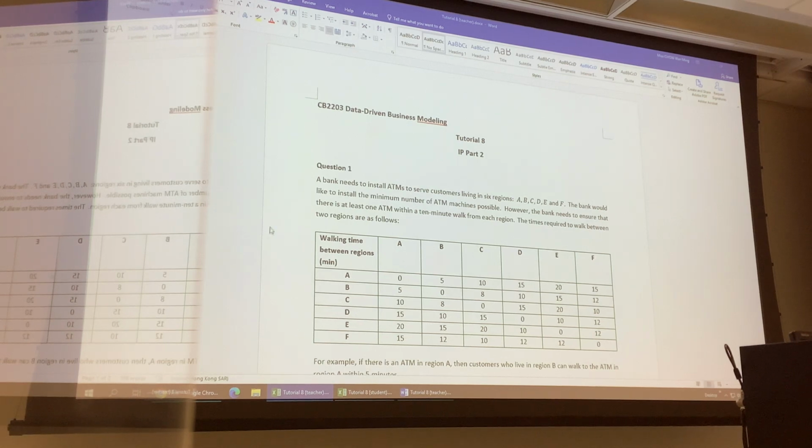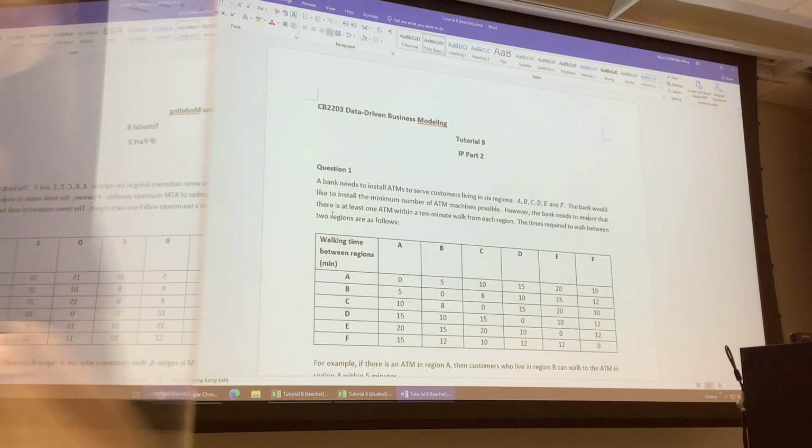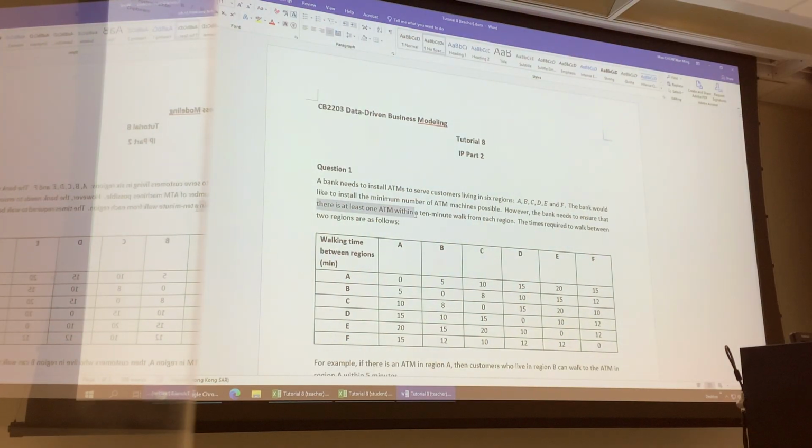So a bank needs to install ATMs to serve customers living in 6 regions, A, B, C, D, E, F. And the bank would like to install the minimum number of ATM machines possible. However, the bank needs to ensure that there is at least one ATM within a 10 minutes walk from each region. So this one is important, at least one ATM.